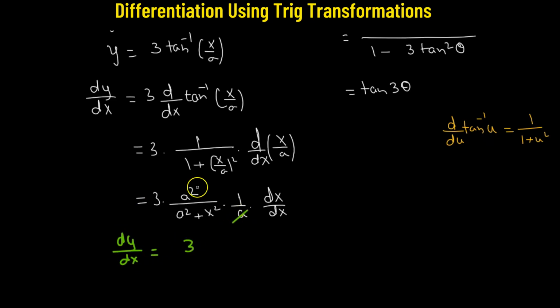So 1 a from the numerator and 1 from the denominator goes away. So we have 3a divided by a squared plus x squared. Here the derivative of x with respect to x is simply equal to 1. So this is the value. Let's move on to the final problem.